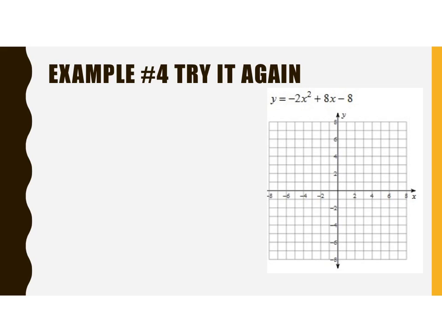Example 4, we're going to try it again. Try all the parts you can do on your own, and watch the video for the parts you don't remember how to do. Extrema. A is -2, so think opposite, it's negative, so we're going to have a maximum. Y-intercept, that's just C, 0, -8.